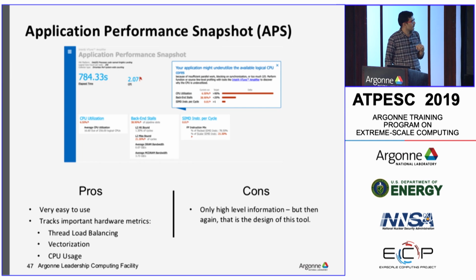This is similar to NVProf, where NVProf gives you the high level kernels and the amount of time they take, and APS gives you similar related information.